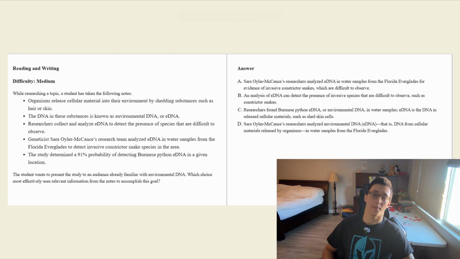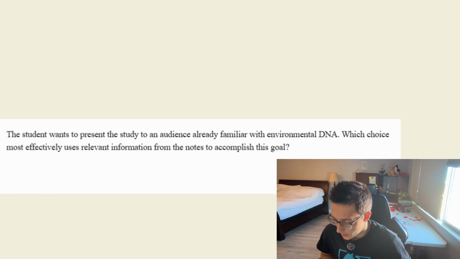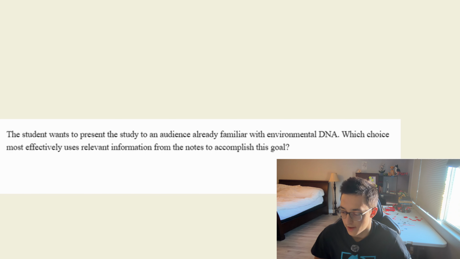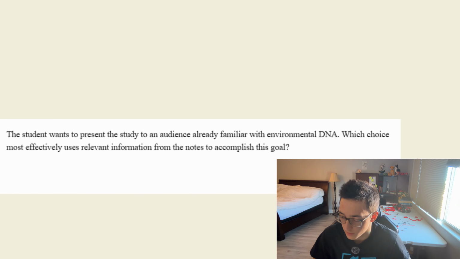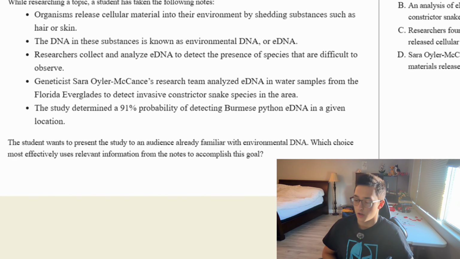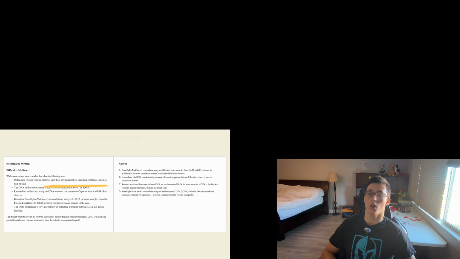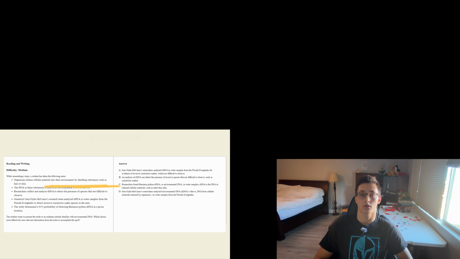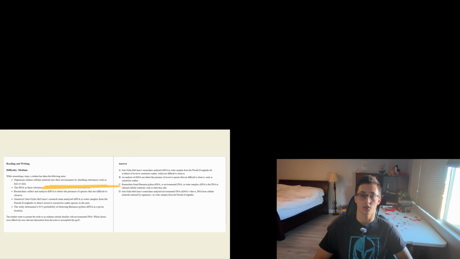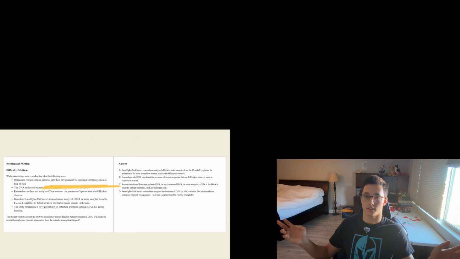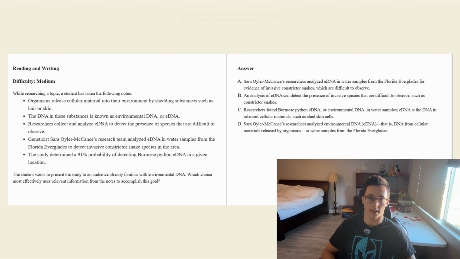Now, what's the first step? Read the question. All right, let's do it together. The student wants to present the study to an audience already familiar with environmental DNA. Which choice most effectively uses relevant information from the notes to accomplish this goal? You see that second sentence there, guys? That second sentence will always be there, and that's how you know it's rhetorical synthesis. If that second sentence is there and you see notes on the left side of the screen, you've identified that it's rhetorical synthesis. Now let's look at the command and what they actually want us to answer in this question.